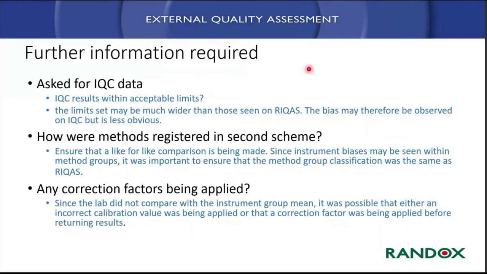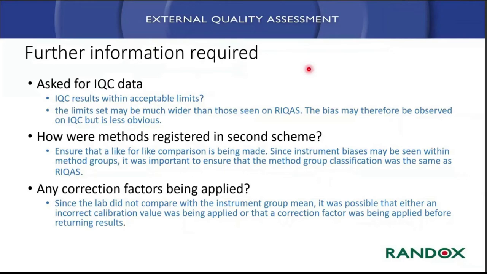We also wanted to check how they were registered in the second scheme, so we did a like-for-like comparison. Because they had quite a consistent bias as well, we asked them whether any correction factors were being applied. It was possible that this may have been the issue, or once again, they may have had a calibration value which was incorrect.